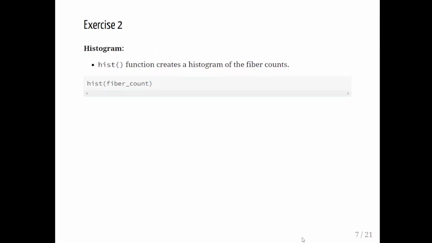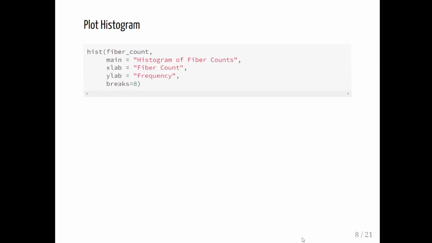So what we're going to do here now is create a histogram. The hist function creates a histogram of the fiber counts. Okay, the exercise does specify to annotate your plots properly, so what we're going to do is go into more detail here. Now, it's not a very big data set, so we're not really going to spend much time interpreting it.